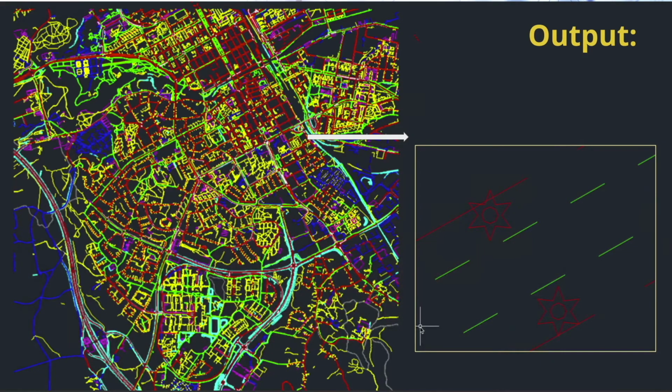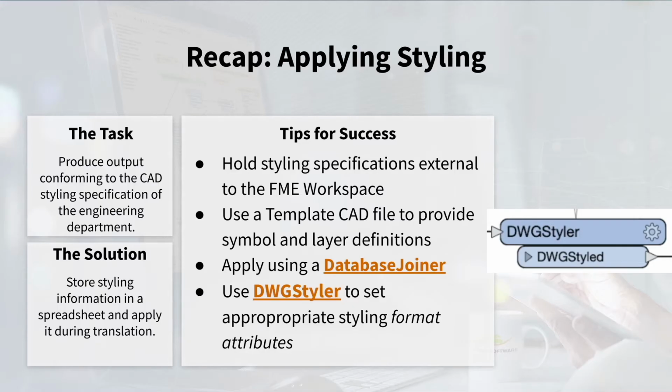And this is the kind of output that we get. Again, for applying styling, we're going to store the styling information in a spreadsheet as much as we can and apply it during translation. We get the definitions from a template CAD file that the engineering team has provided, and then we just use those. Database joiner is a great way to get that styling information, but if you just have a few things to do, you can always use the DWG styler that sets up the appropriate attributes as well.